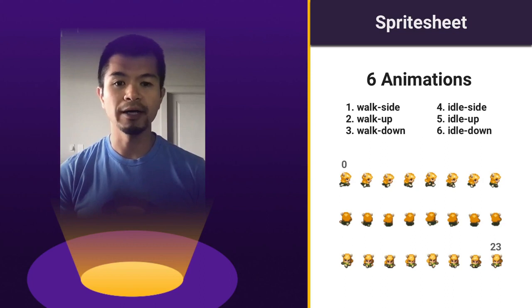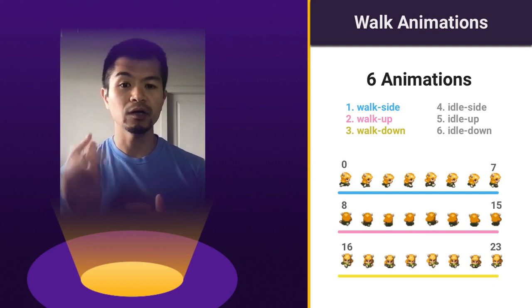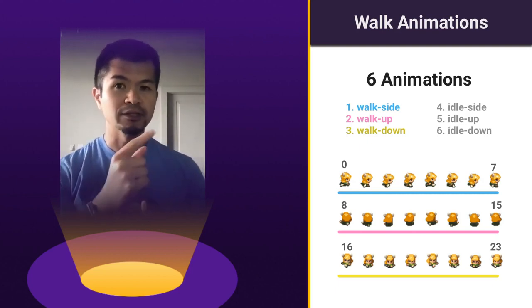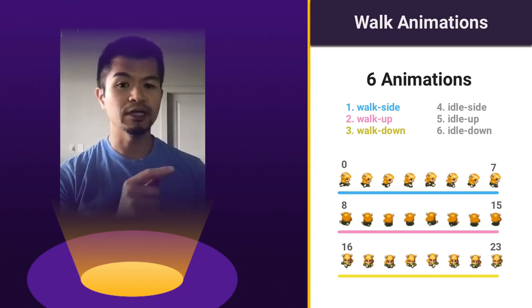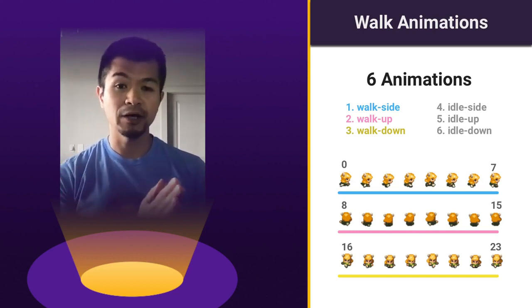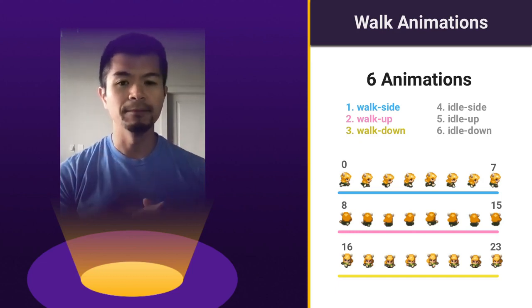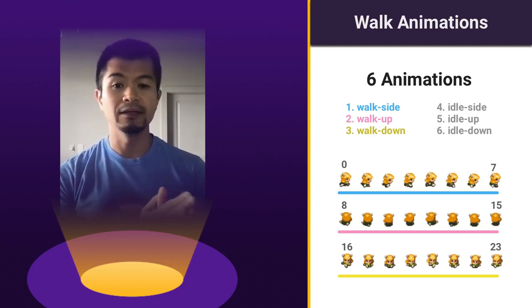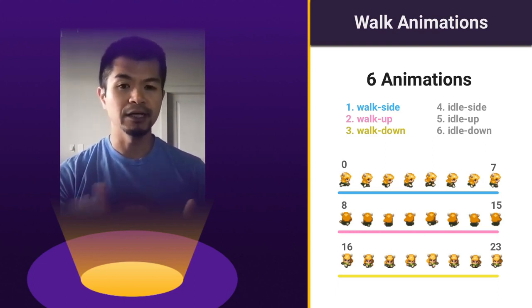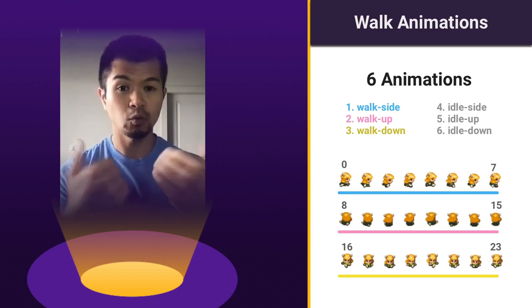So let's look at the walk animations. So we've got walk side, walk up, and walk down. So now we've color coded it here, as you can see, that the walk is the blue. And so the blue is from 0 to 7. So those 8 frames make up the walk animation. And then for the pink walk up, that's walking while facing up or away from you. That's the pink line, and that's from 8 to 15. And then the last one, which is walk down, that's the yellow. That's from 16 to 23. That's the walk facing towards you animation.